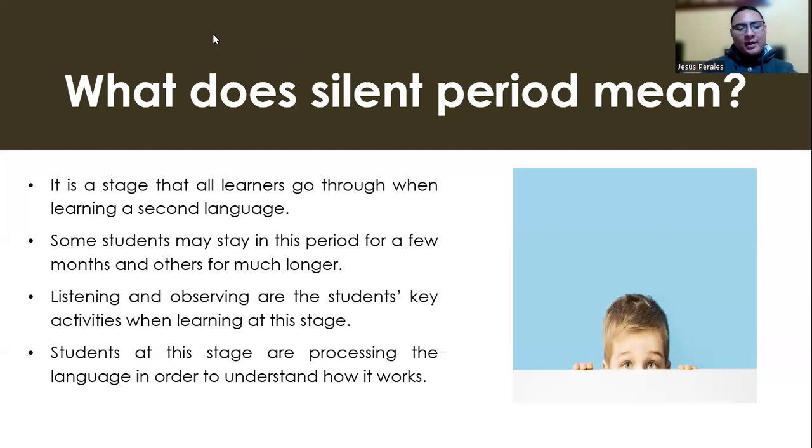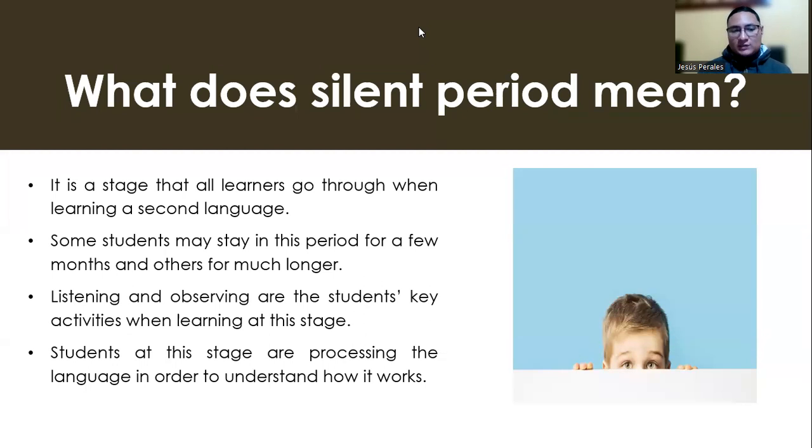So some of the key elements that we as English teachers need to be aware of are the following. The first one: the silent period is a stage that each and every student is going to go through when learning a second language. As I mentioned previously, we live in Mexico. The first language of our students is Spanish, and most of us teach English as a second language. However, this process is not only related to English learning, it could be for any other language, French, Italian, and any other languages.